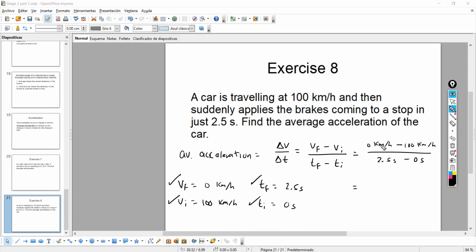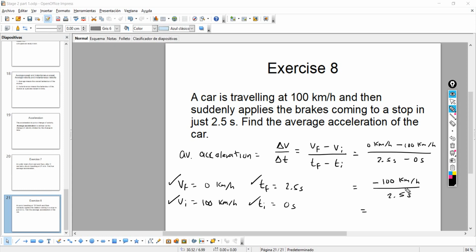Let me simplify each of the numerator and the denominator of this fraction. You're going to get minus 100 kilometers per hour over 2.5 seconds. And as you must see, we have different units, right? We have hours and seconds in here. So we need to convert either this or this. Okay? Let's convert this to meters per second. Let's convert minus 100 kilometers per hour to meters per second.